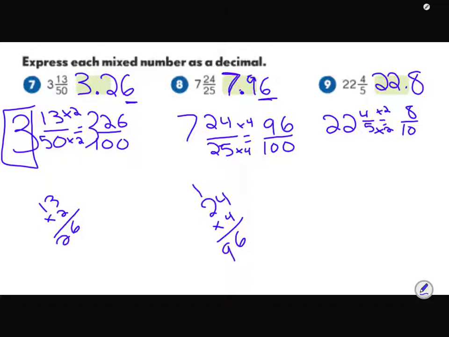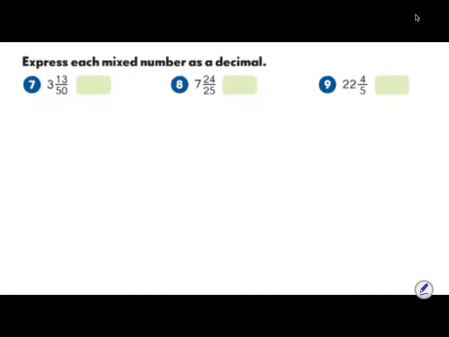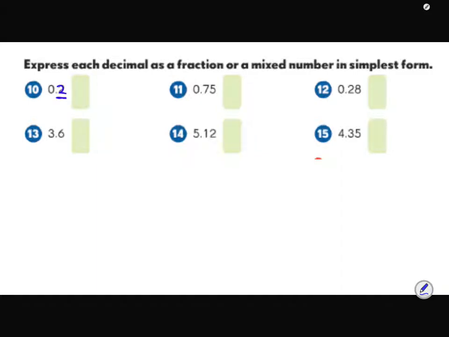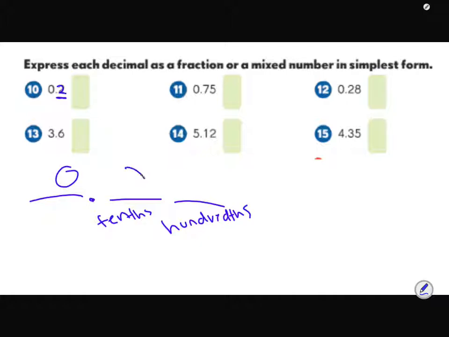Okay. The last part of this is going to be changing the decimal and doing the opposite into a fraction. Here's where you have to read it. You really have to read the number out loud. So I see 0 and I see a 2, and it's in the tenths place, because as a reminder, tenths, hundredths. I see this as 0 and 2, so I read it 0 and 2 tenths. So I would write 2 tenths.